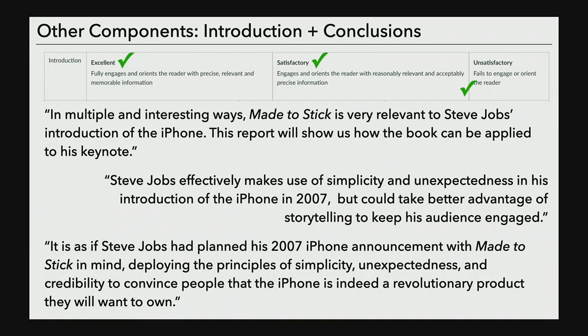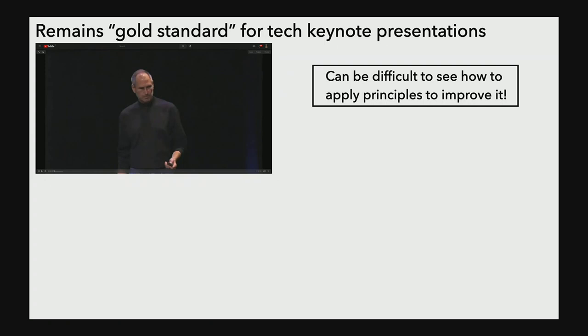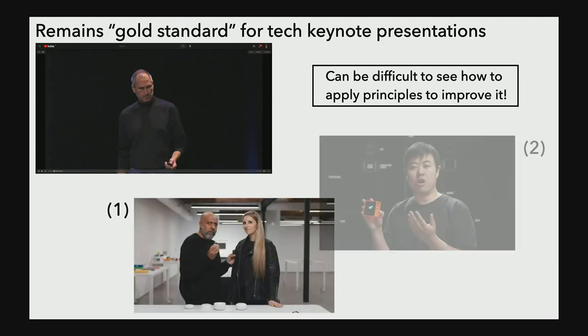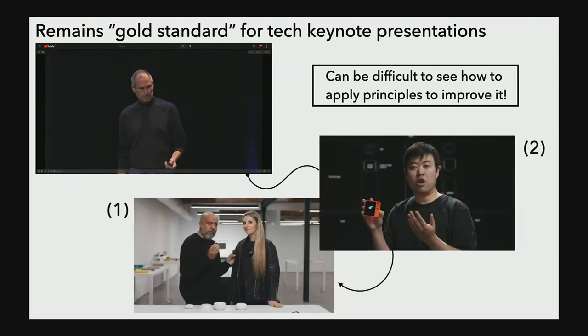I will say very quickly that this particular talk remains pretty much a gold standard for tech keynote presentations. So it can be kind of difficult to see how principles could improve it, okay? If you're looking for examples of how to do that, there are two very recent keynotes that I think you should look at, okay? There are these ones. Does anybody know what keynotes I'm referring to, or what product announcements I'm referring to?